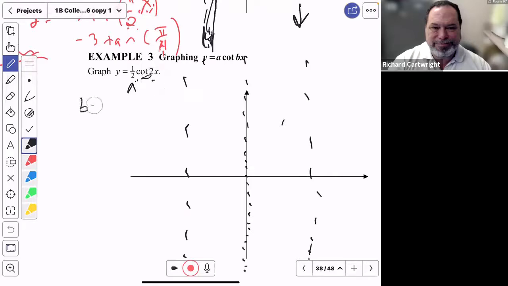Their b is a 2. So my period is pi divided by 2. So this whole distance here has to be 90 degrees, pi over 2. And what's half of 90 degrees? Is that easier? What's half of 90?